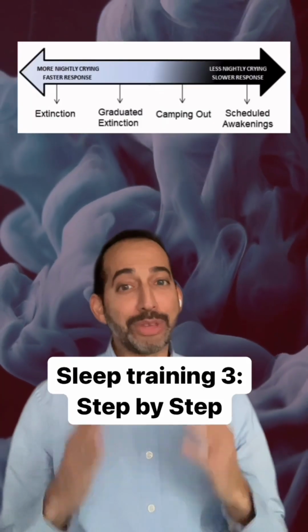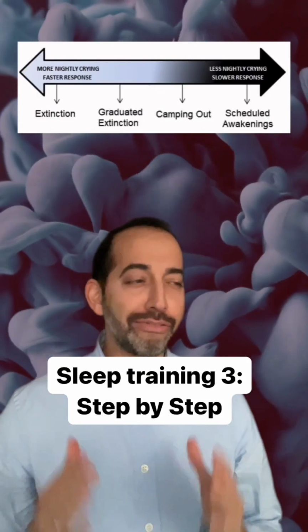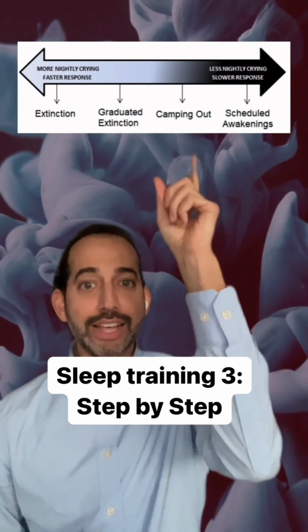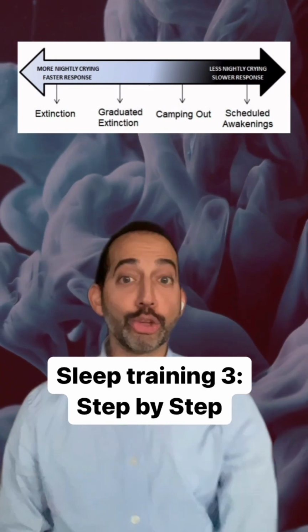All right, let's talk about the extinction method of sleep training, which is by far my third choice when it comes to sleep training. First choice is graduate extinction. Second choice is camping out. A distant third is extinction.